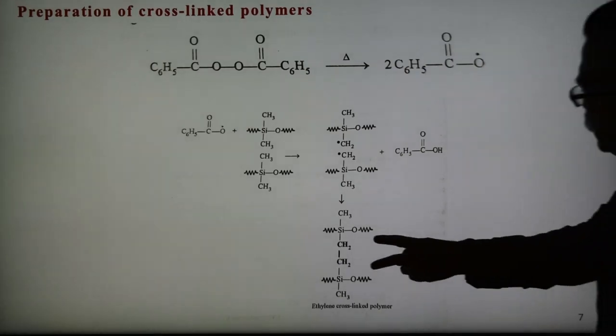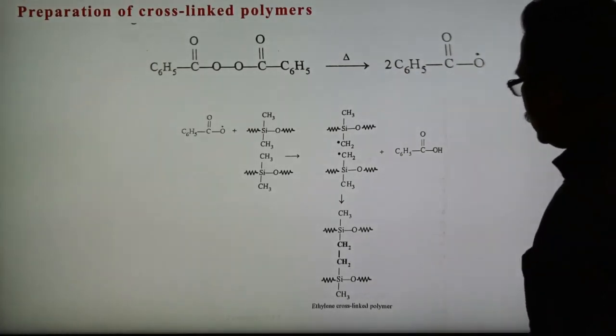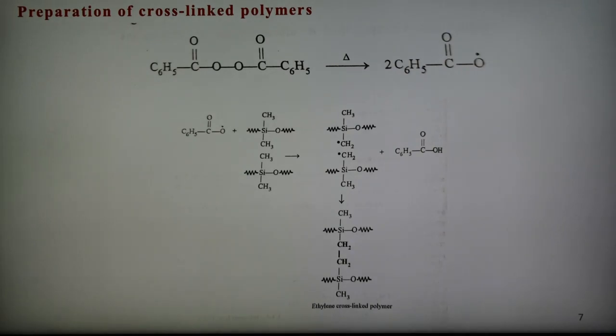So this is the ethylene shown here. This is the ethylene joining. This ethylene group can join and forming ethylene cross-link polymers are obtained. So and we get the cross-link polymers. In this way we get ethylene cross-link polymers, and sometimes also the mechanism shown here shows the formation of another compound also, and different cross-link polymers are obtained.